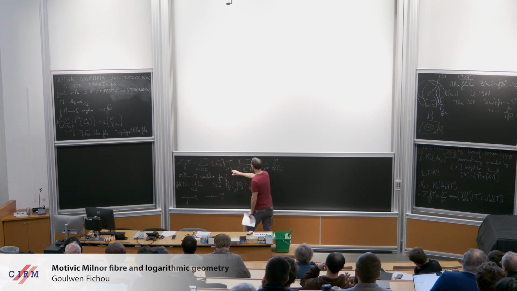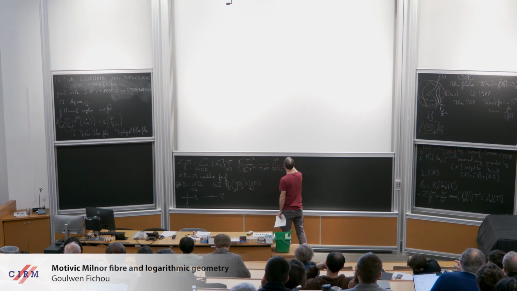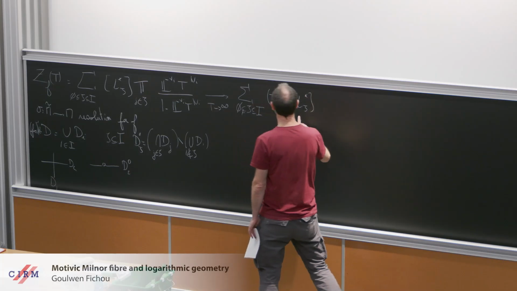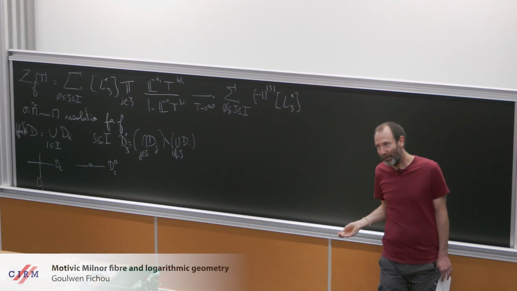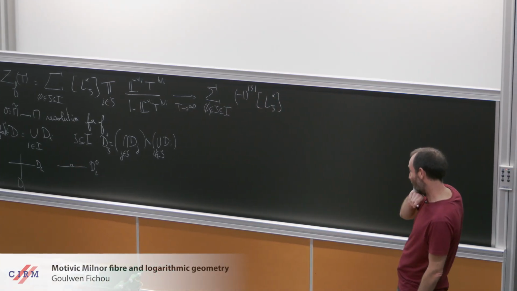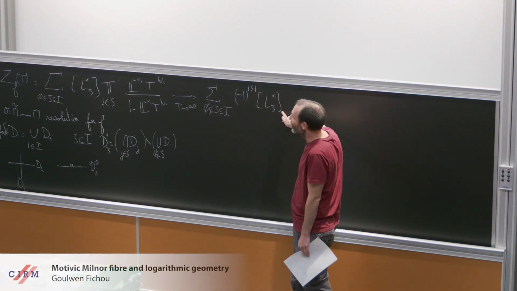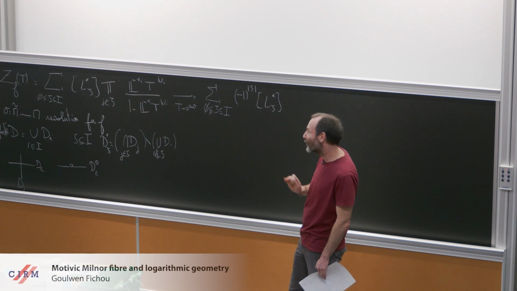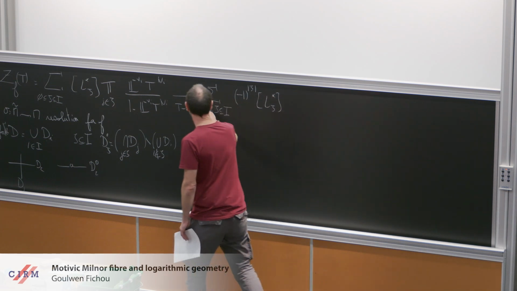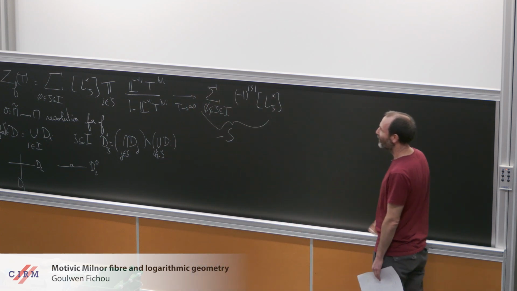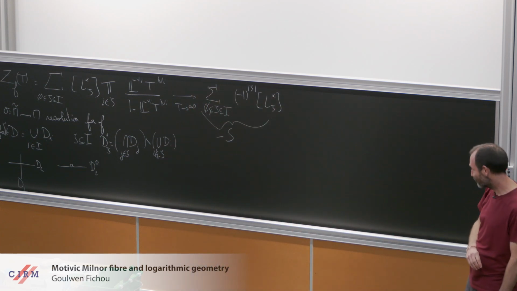Okay, so I finish there. This is going to be -1 to the cardinality of J times this algebraic variety that I didn't define precisely, but anyway, we'll encounter them later. And what you find here is exactly the Motivic Milnor fiber up to a sign. So this is minus this object that appears in the very introduction.